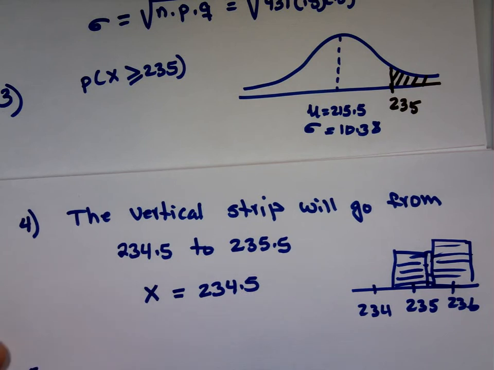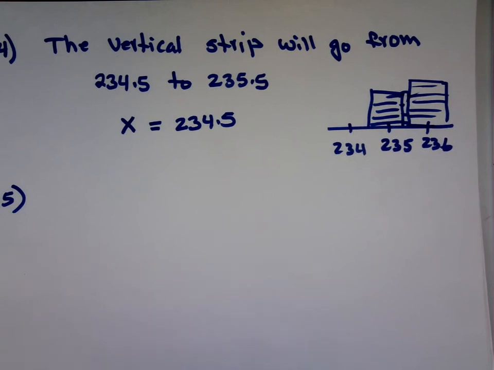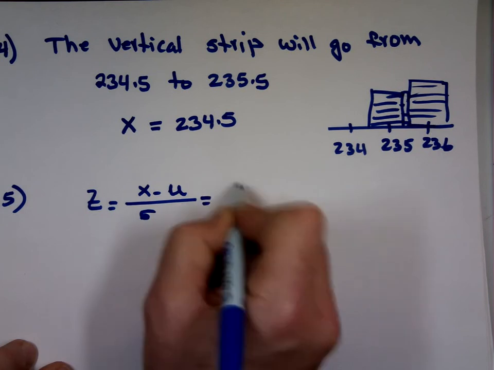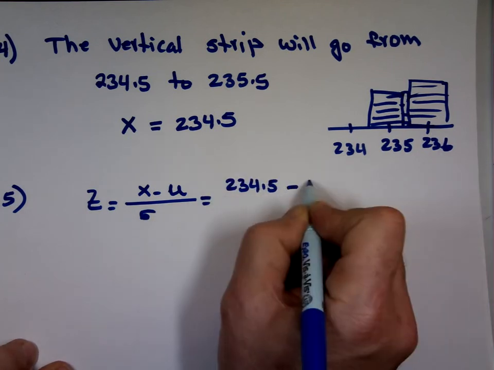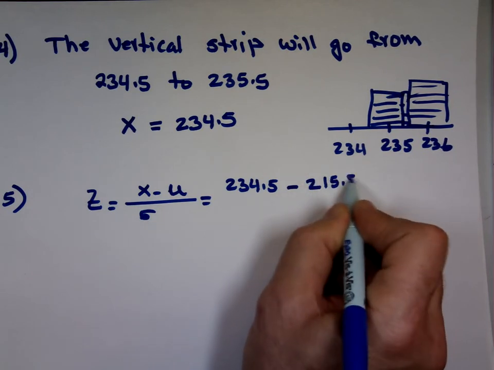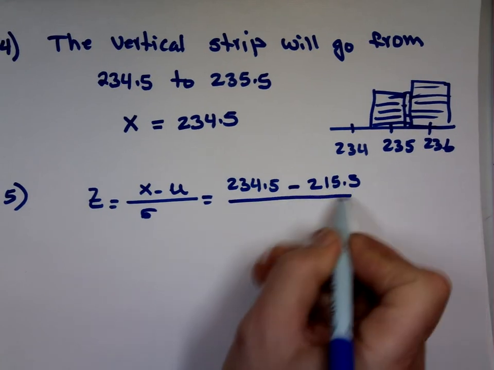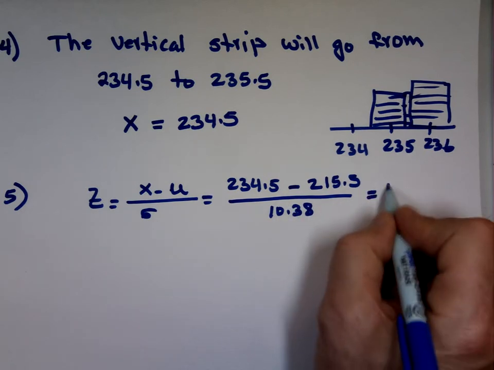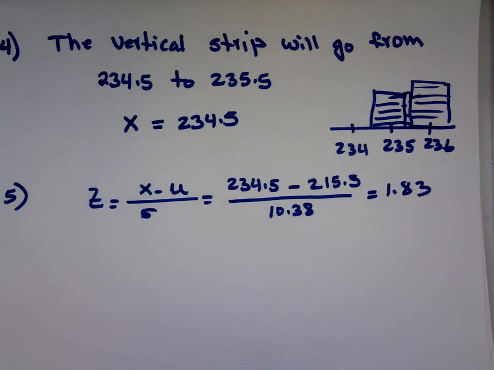And now step number 5. We're going to find the z value that goes with 234.5. The z value is x minus mu over sigma. My x is 234.5 minus the mean, 215.5, divided by the standard deviation, 10.38. 234.5 minus 215.5 is 19, divided by 10.38, which is 1.83.